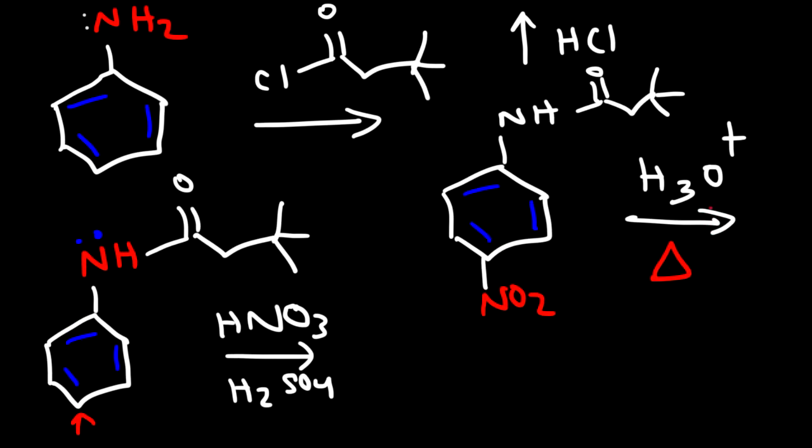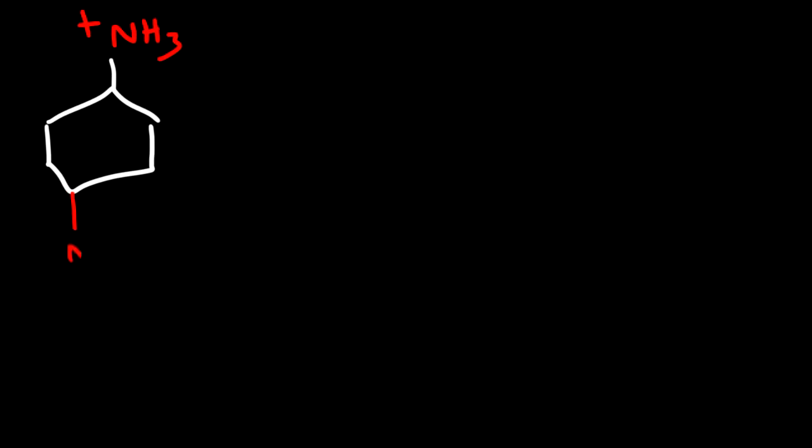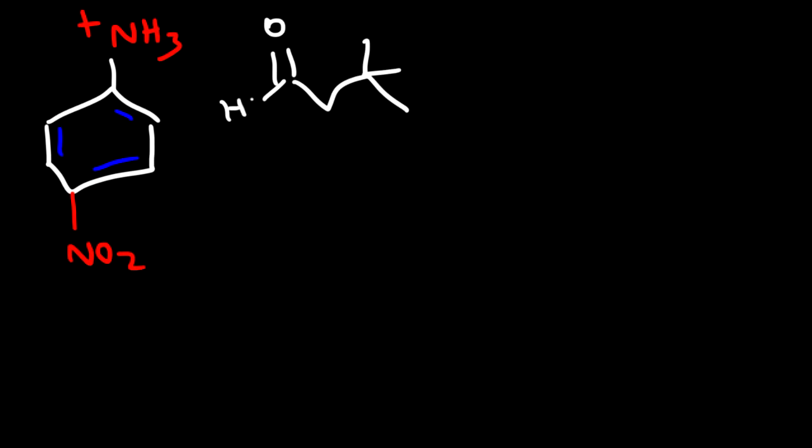And so what's going to happen is the amide bond is going to break. This part will turn into a carboxylic acid, and this part will turn into a protonated amine. And so after reacting it with H3O plus and heat, we're going to get the NH3 plus group. The nitro group is going to stay here, so there's nothing new there. And then the acid chloride is now a carboxylic acid.